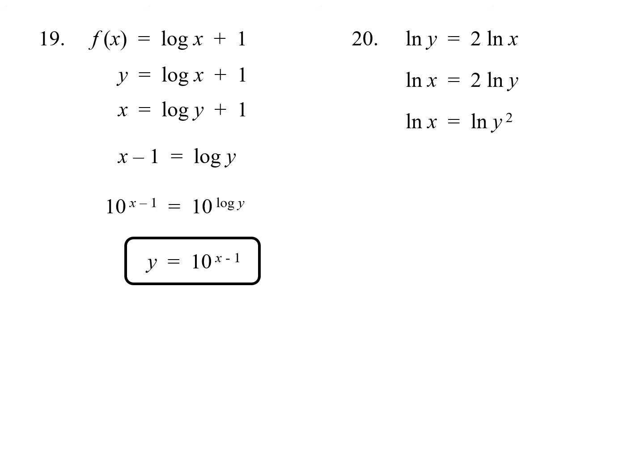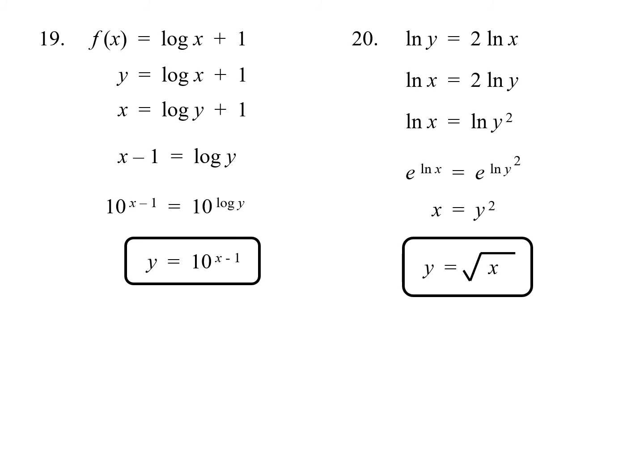So instead, I'm going to take the 2 inside. Now I have the natural log of x and natural log of y squared, which we're going to e. These are inverse operations. e to the natural log of x is just x. e to the natural log of y squared is just y squared. And then to solve for y, take the square root, and there's your answer.